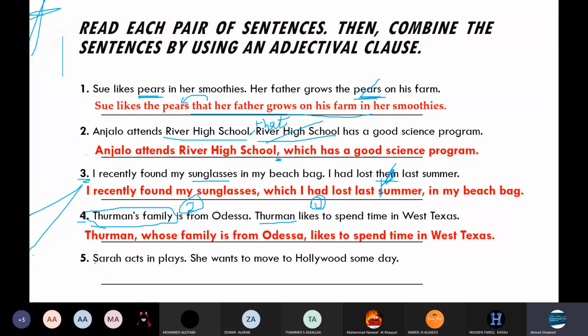Last one. Sarah acts and plays. She wants to move to Hollywood someday. So the same thing. We have here Sarah, and we have here she. So we can say two things. We can say Sarah, who wants to move to Hollywood someday, acts and plays, or we can say Sarah, who acts and plays, wants to move to Hollywood someday. So we can invert both of them, and both of them will be correct.